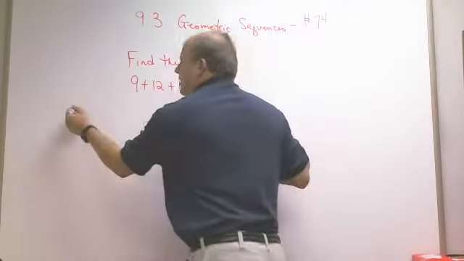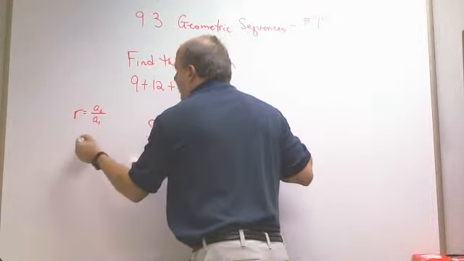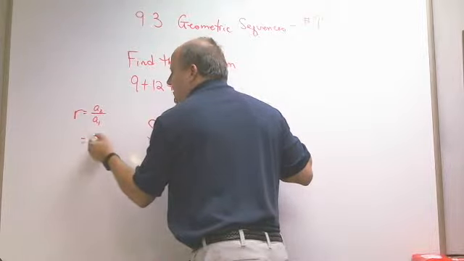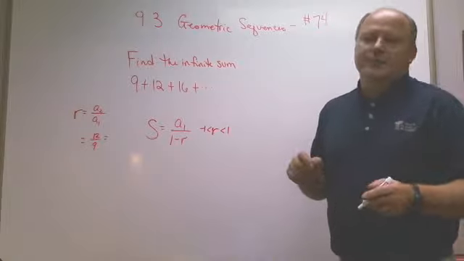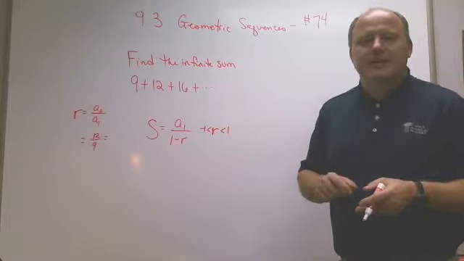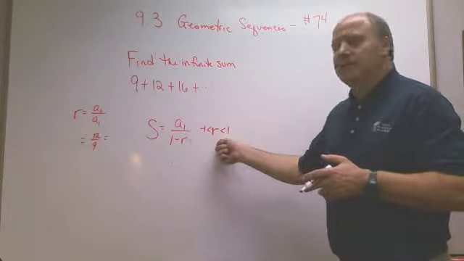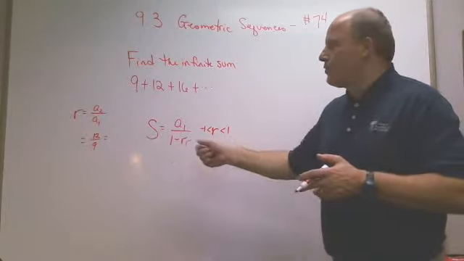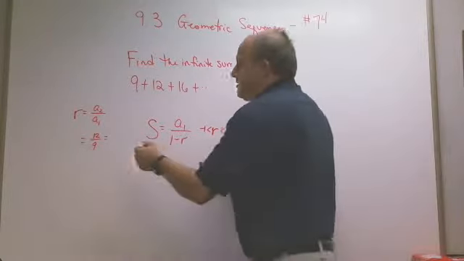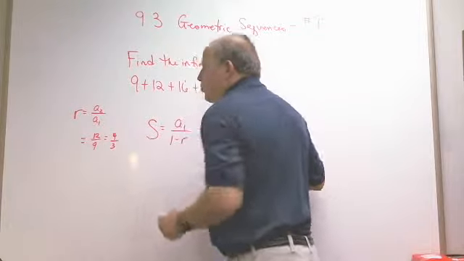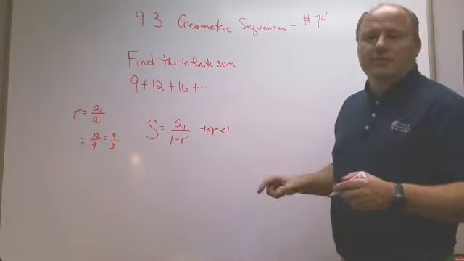R, remember, can be found by taking the second term divided by the first term. And that'd be 12 divided by 9. And that's a problem. It's not a problem that you can't figure out what that is. The problem is you can't use the formula for this one because, remember, R has to be between -1 and +1. So right away I can tell 12 ninths is more than 1. It's actually 4/3, which is 1.3 repeating. So therefore you cannot use this formula.